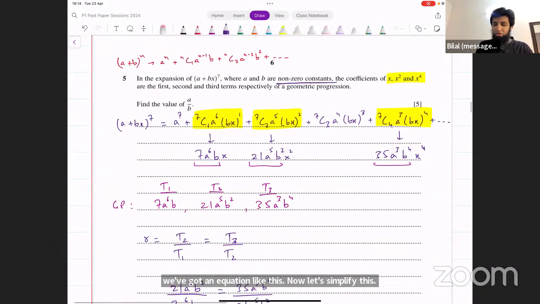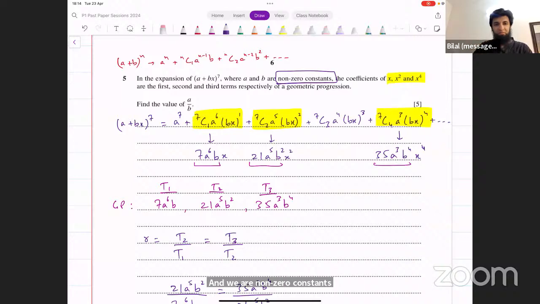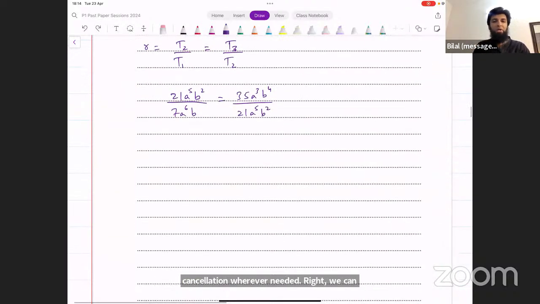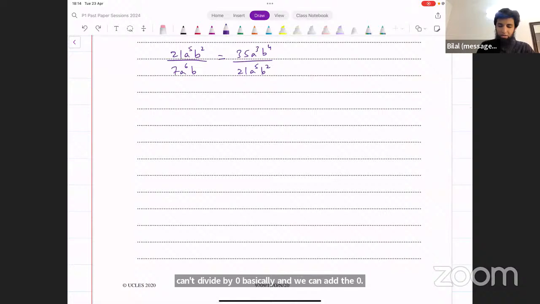A and b are non-zero constants. That means we can do any cancellation wherever needed, right? We can divide by a and b as well because they cannot be zero. So division by 0 would not be a problem here. Basically, a and b cannot be 0. We would not run into that issue of division by 0. Let's simplify both sides a bit.